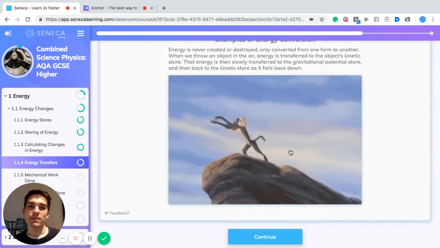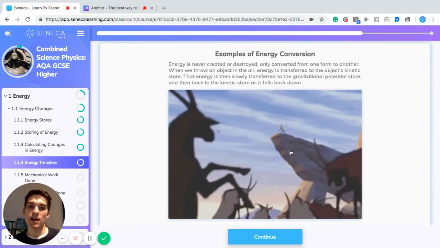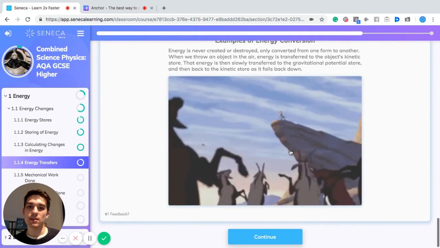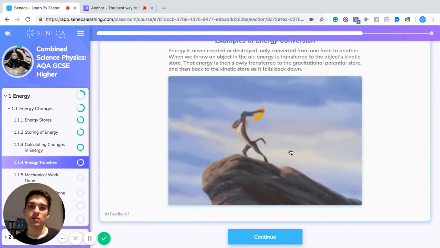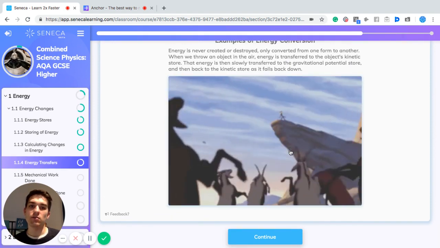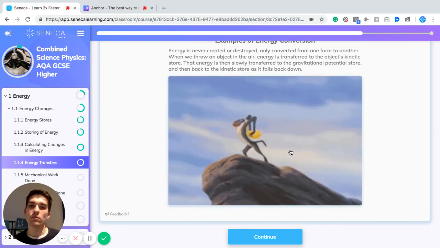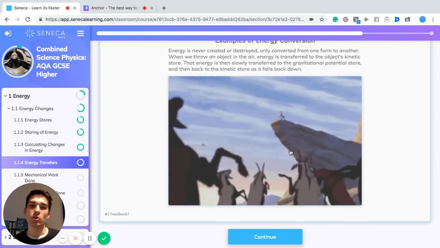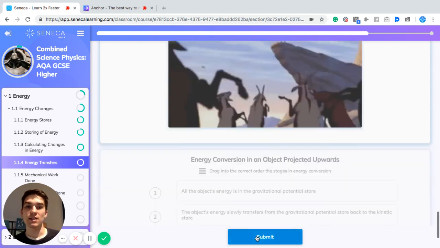Now remember, this law called the conservation of energy says that energy is never created or destroyed. It's only converted from one form into another. So throwing an object in the air, energy is transferred from the object's kinetic store, and that energy is then slowly transferred to gravitational potential and then back to kinetic as it falls back down.